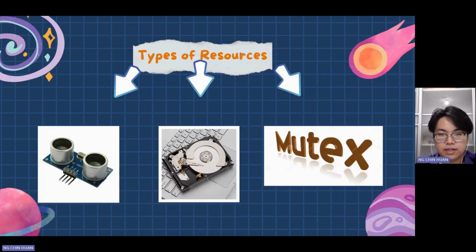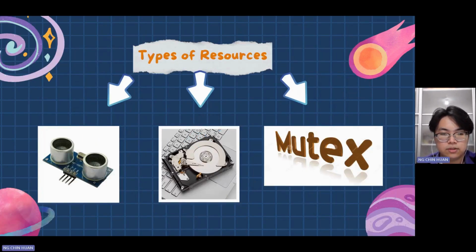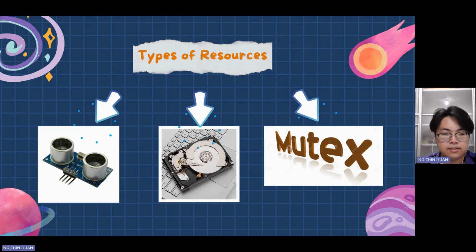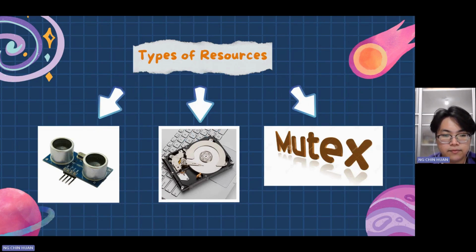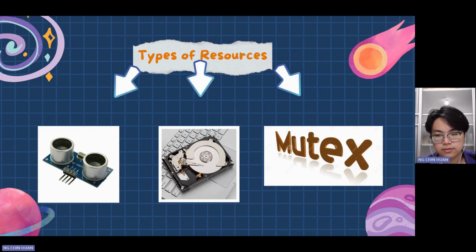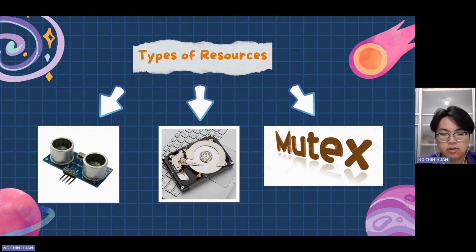So basically, there are 3 types of resource. The first one is hardware device, such as the sensor and actuator. The second one is disk or memory capacity and buffer space. The last one is software resource, such as the mutex, logs, and queues.